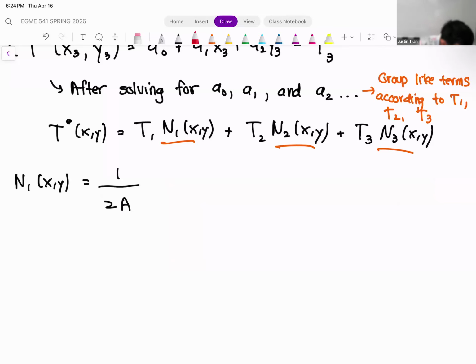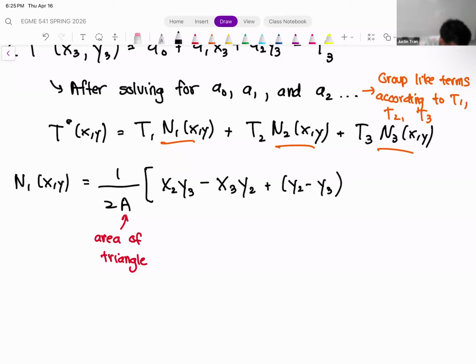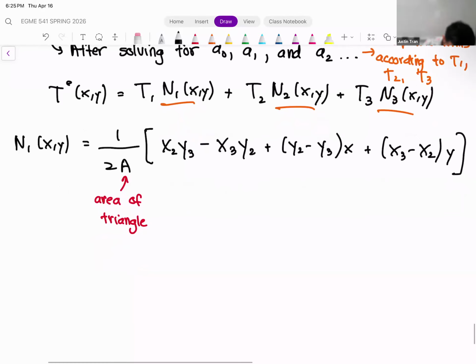times a, where a here is the area of the triangle, multiplied by x2, y3 minus x3, y2 plus y2 minus y3 multiplied by x plus x3 minus x2 multiplied by y. So that's N1. Let's write out N2.